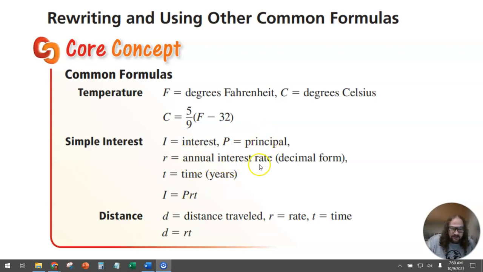R is the annual interest rate written in decimal form. And T is the time in years, and we'll see how to use that information in an example in just a minute. And D equals R times T, the distance equals the rate times the time.